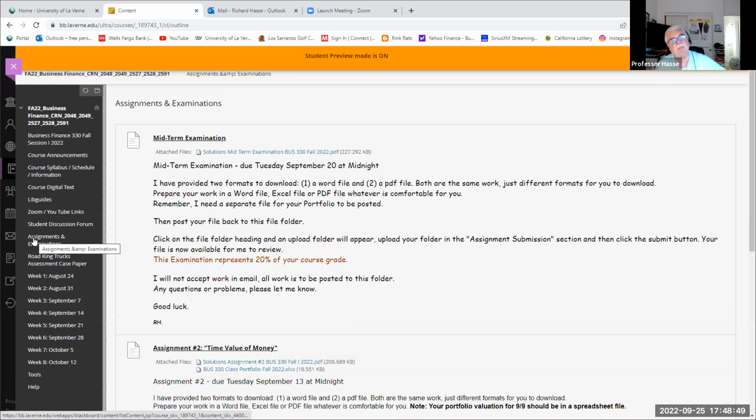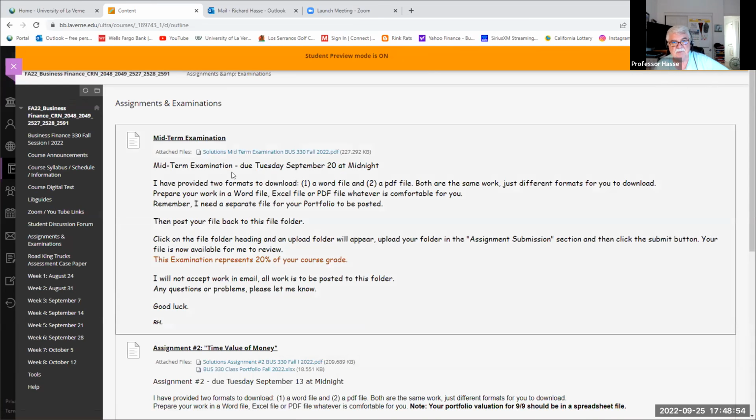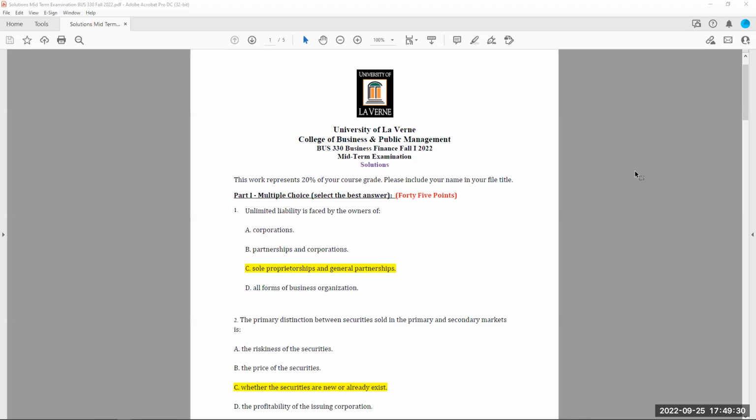Also, if you go to the assignments and examination section, you'll see the solutions to the midterm, and those grades have been posted to Blackboard. So let's take a quick look at the midterm examination results. Okay, the midterm is broken into 3 areas. The first area is worth 45 points, 5 points per problem, multiple choice. And the highlights are here.